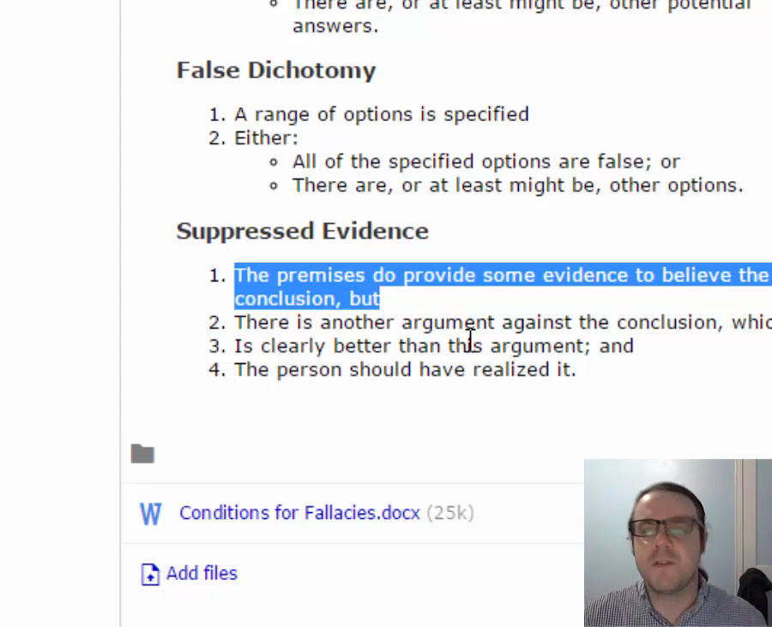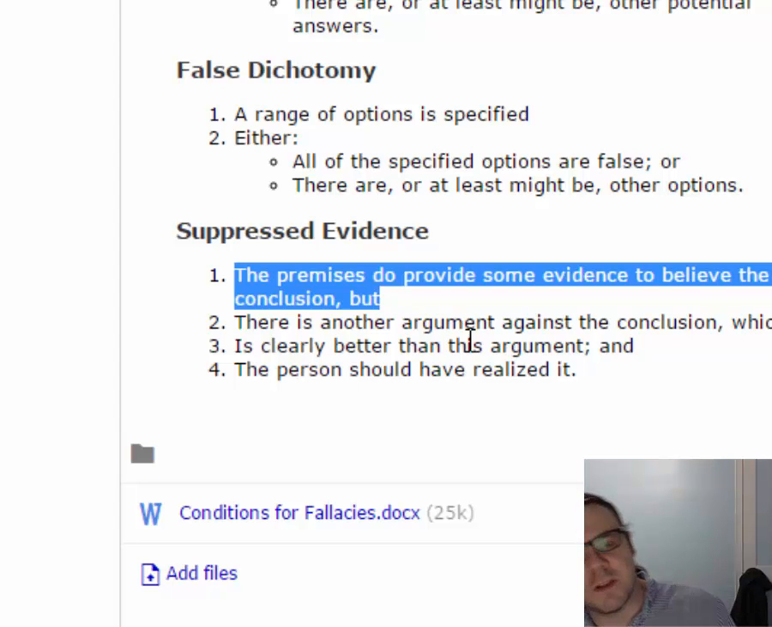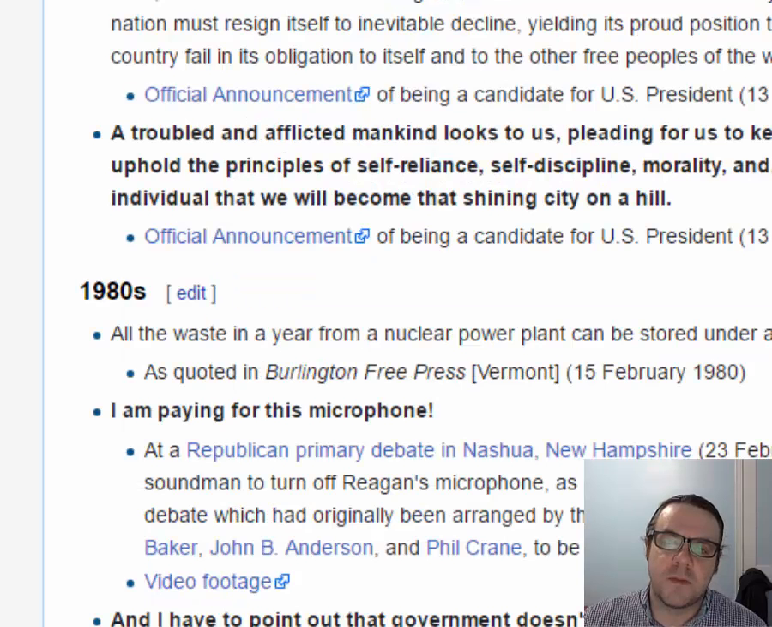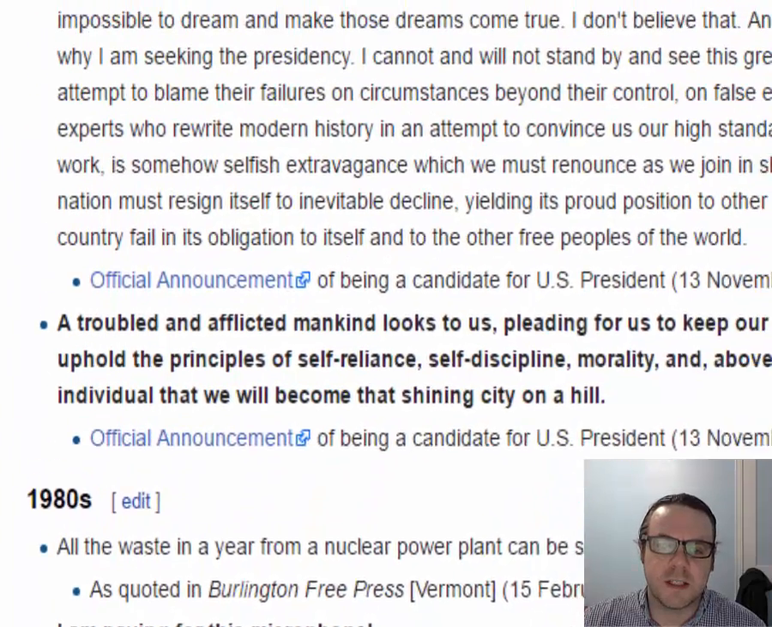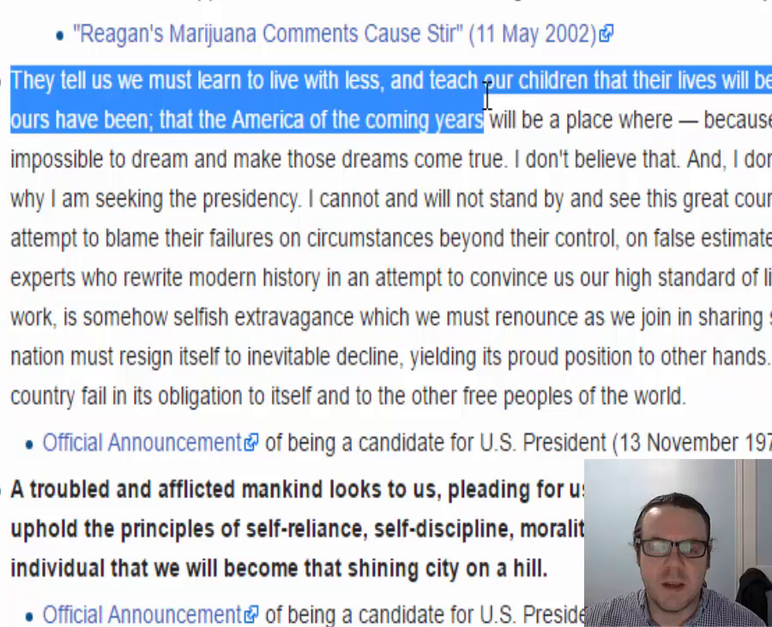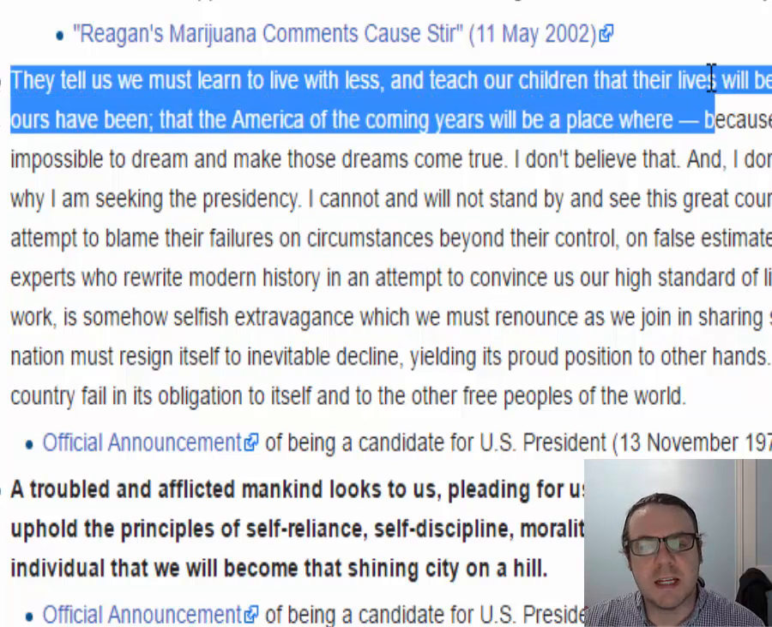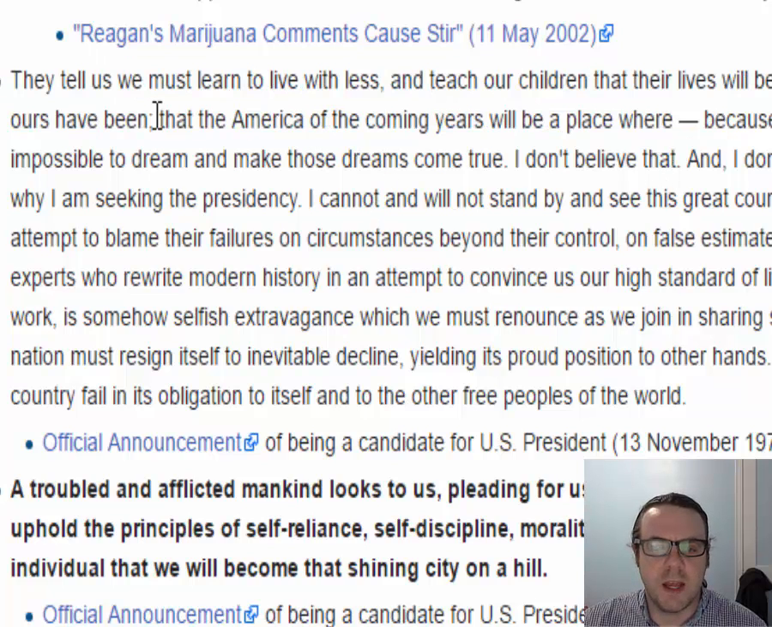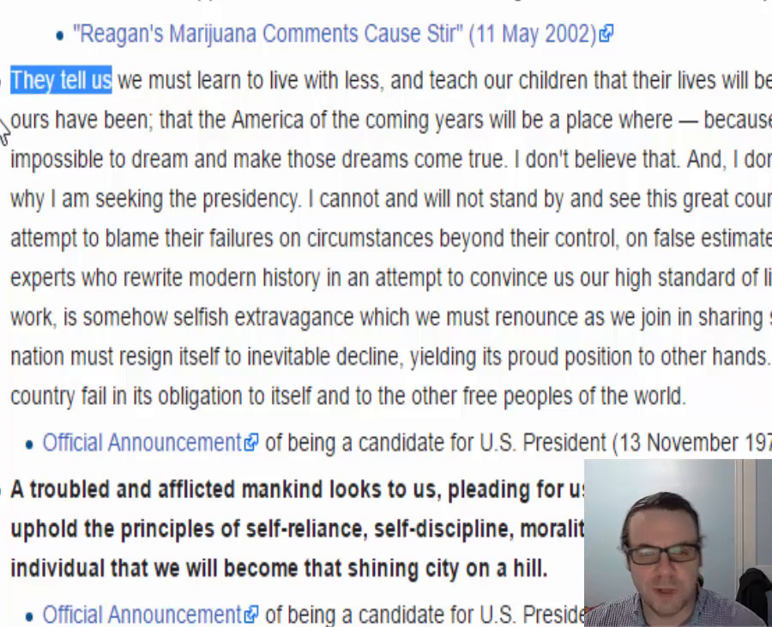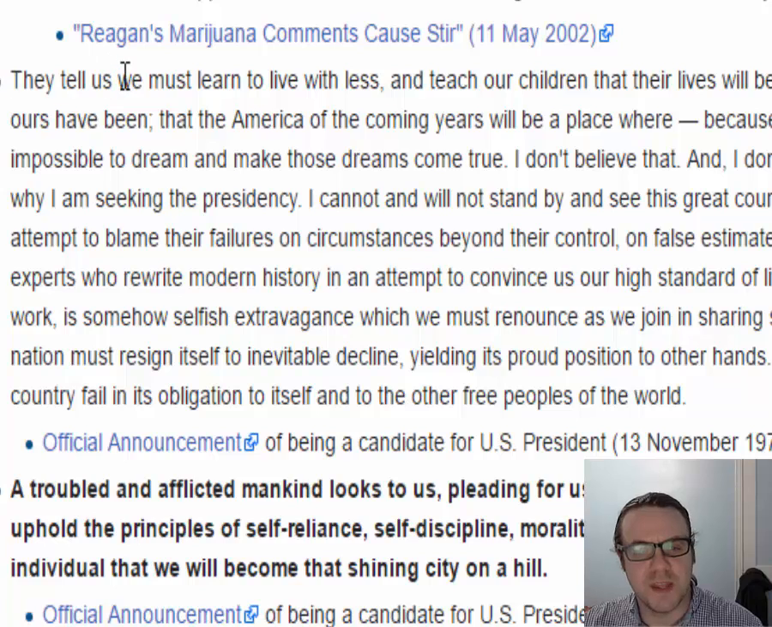Taking quotations out of context is another kind of suppressed evidence argument. So here's an example. I found a Ronald Reagan speech where he says, in the middle of the speech, of course, he's talking about opponents, "They tell us we must learn to live with less and teach our children that their lives will be less full and prosperous than ours have been." So now I quote that, right? And I just leave out the "they tell us" part. This is a really particularly egregious one that I found where you could do this.